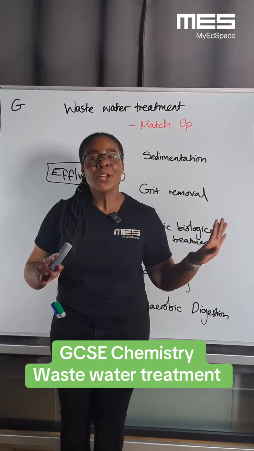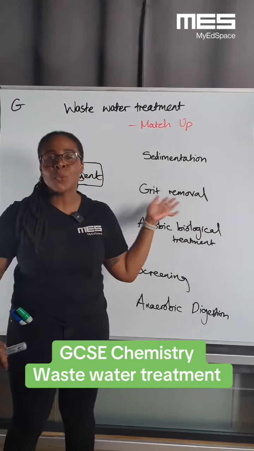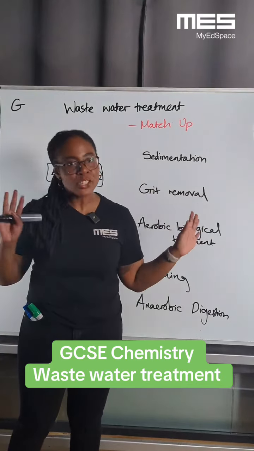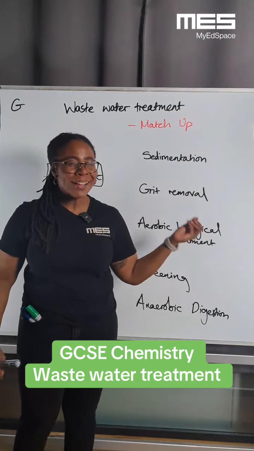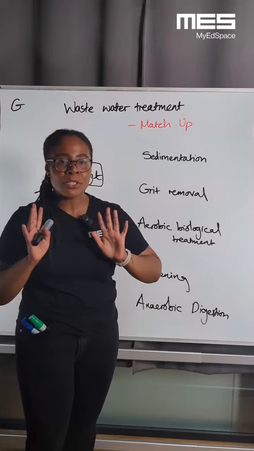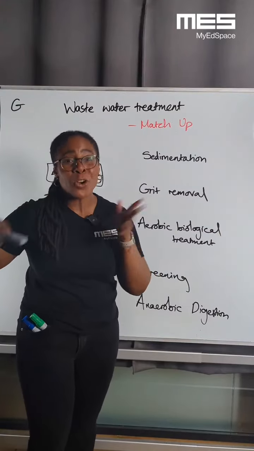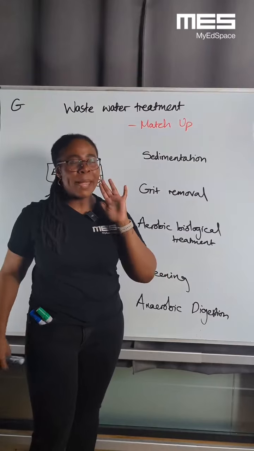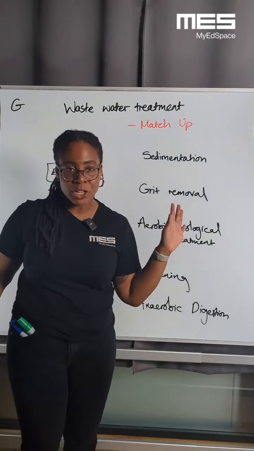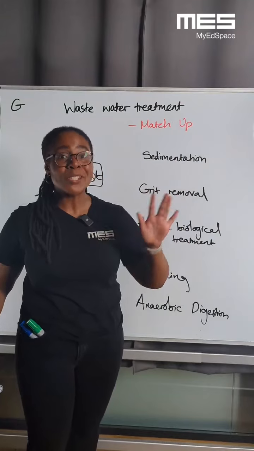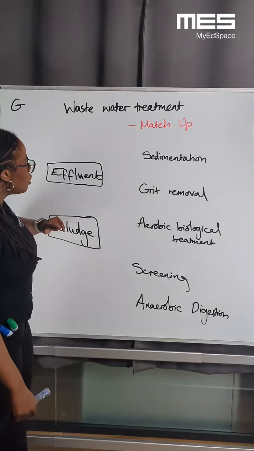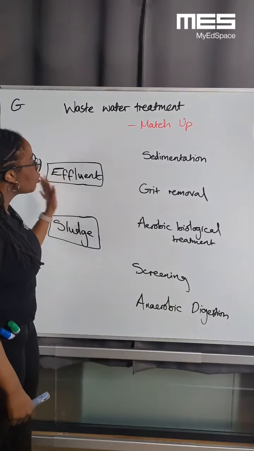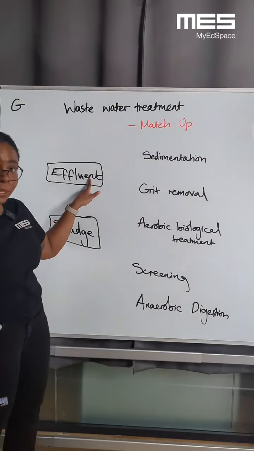GCSE Chemistry, let's do a super quick wastewater treatment matchup question. And it's not necessarily a difficult question, but it is one of those topics or subtopics that is often forgotten about, right? And it would actually make quite a nice 6-mark question going through the stages of wastewater treatment. So for this particular question, we just want to match up the treatment that is used for the effluent and the sludge.